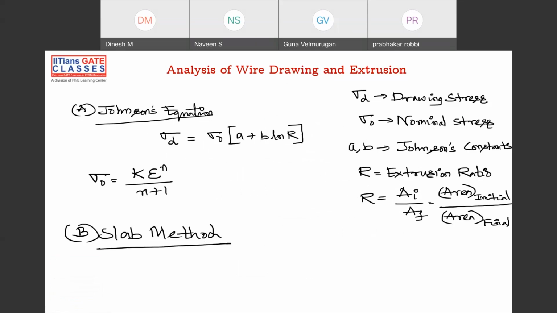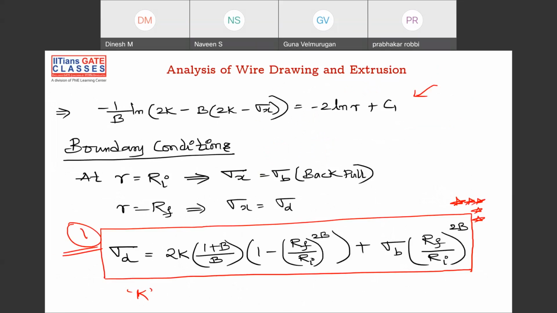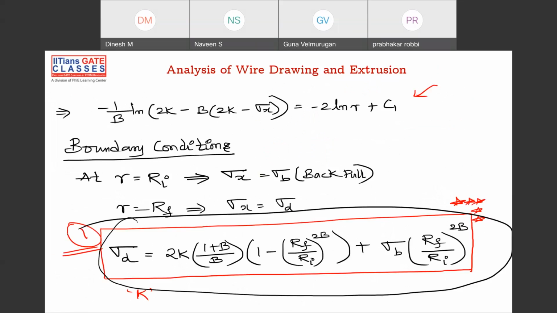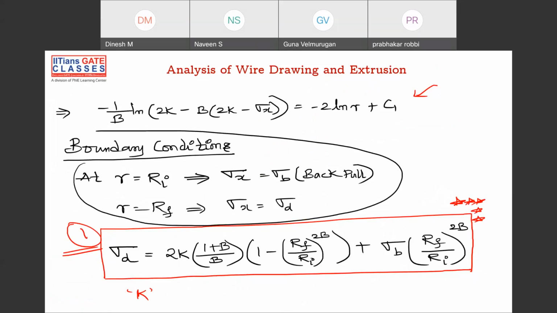To do the analysis, we'll use the slab method. We take a strip here, and in that analysis the summation of forces in the x direction is equal to 0. We apply all these things, and finally we find the solution as this. You don't need to remember this equation at all for your examination, but the only points you have to remember are the boundary conditions.